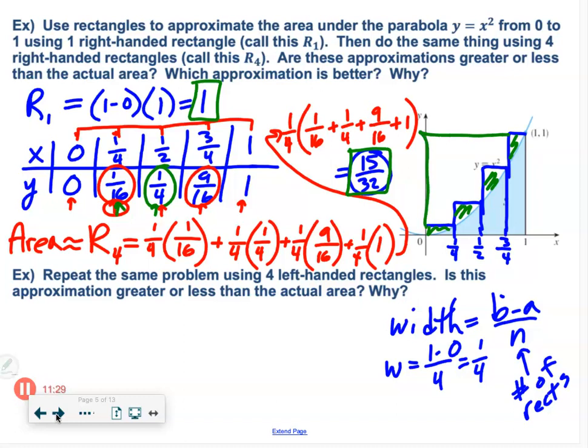We're going to do the same thing using 4 left-handed rectangles. The nice thing about having a table, and remember when you make your table, don't think left or right. Include every single x value you see, including the 0, even though we didn't use it, because we're going to use it now. We're going to find L sub 4. We already have our table, so we're going to use the y values on the left now.